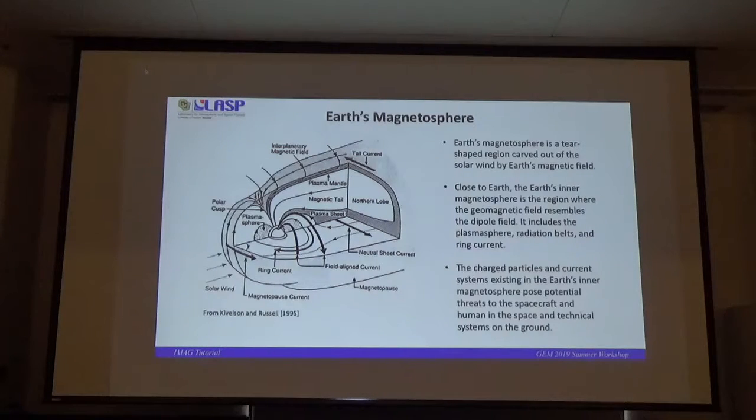Earth's magnetosphere is a tear-shaped region carved out of the solar wind by Earth's magnetic field. Close to the Earth, there's the inner magnetosphere, a region where the geomagnetic field resembles a dipole field. It includes several parts: the plasmasphere, radiation belts, and ring current. The charged particles and ring current systems existing in the inner magnetosphere can pose potential threats to spacecraft and humans in space, as well as some technical systems on the ground. So it is very important for us to understand their behavior.